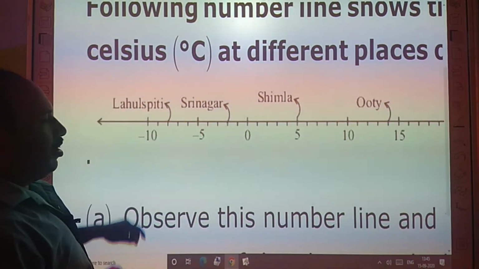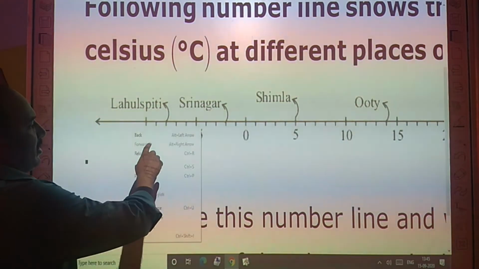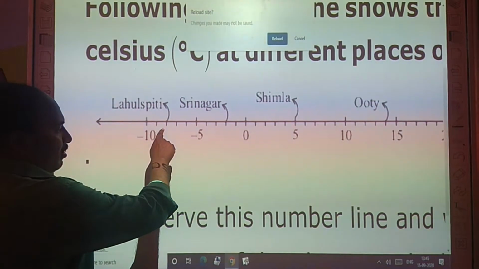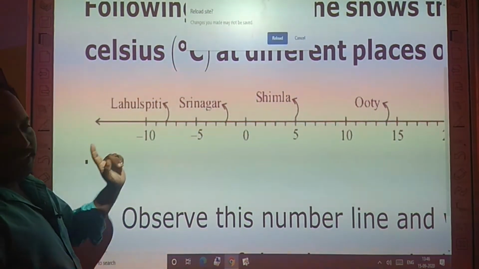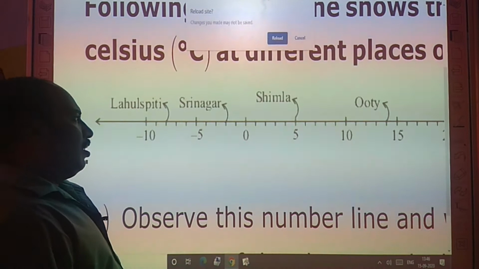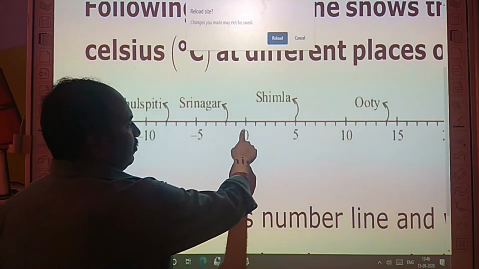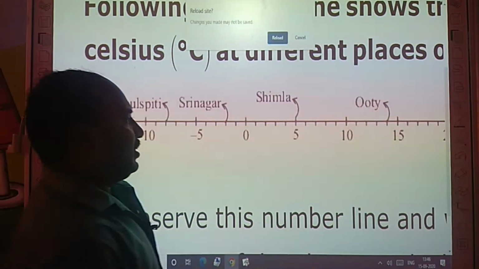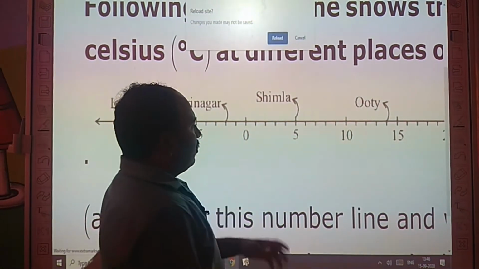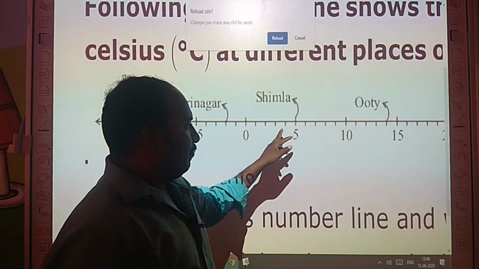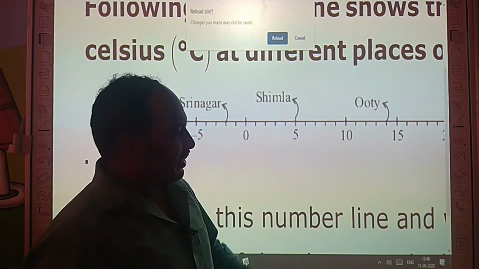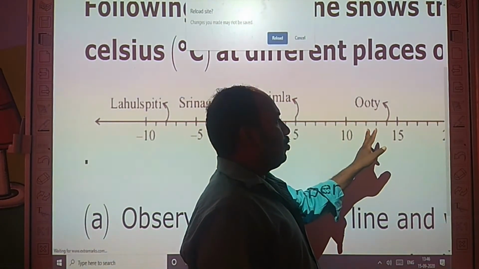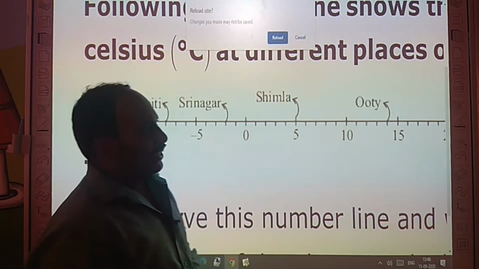The first place is Lahul Spiti. Here the temperature is at minus 10, minus 9, minus 8. So Lahul Spiti's temperature is minus 8 degrees Celsius. And then Srinagar is 0, minus 1, minus 2. So Srinagar is minus 2 degrees Celsius. And then Shimla is 1, 2, 3, 4, 5. Shimla is 5 degrees Celsius. And then finally Ooty, 10, 11, 12, 13, 14. Ooty is 14 degrees Celsius.